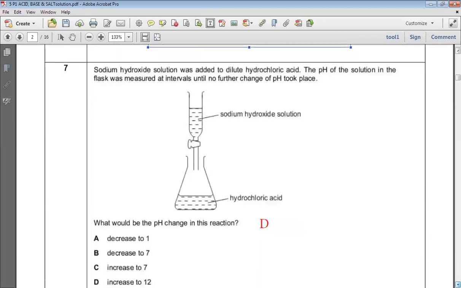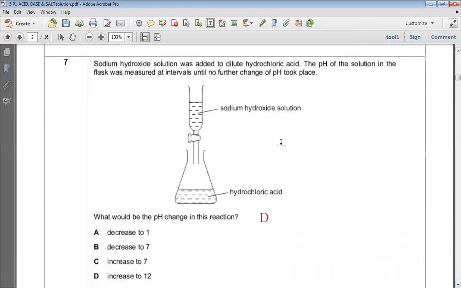Question number 7, the correct option is D. The reason behind it, listen to me. Sodium hydroxide solution was added to dilute hydrochloric acid. Solutions with pH value from 0 to 4 are strong acids, like HNO3, HCl, and H2SO4. They are strong acids, with pH value from 0 to 4.